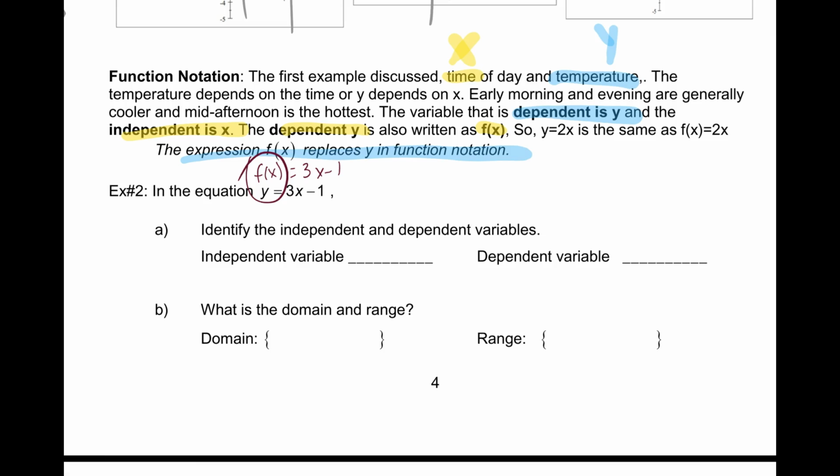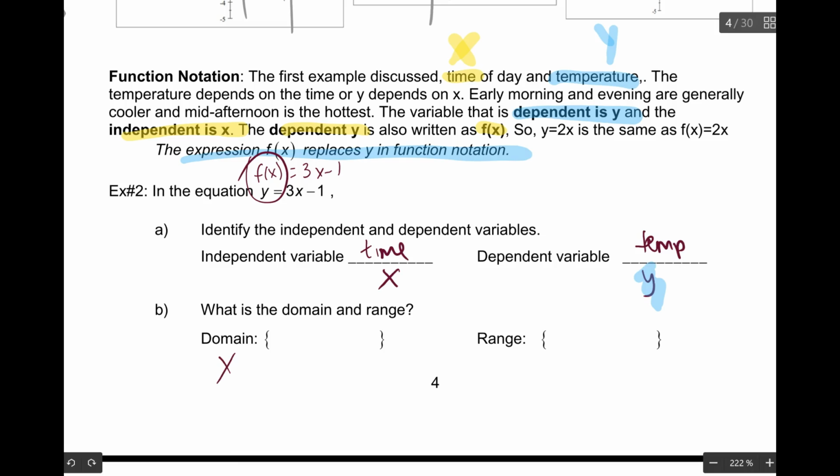Alright, so the independent variable is going to be time, that's x. The dependent variable will be temperature, and that's going to be my y value. So what's the domain and the range? Here in example 2, the dependent variable is y and the independent variable is x. So what's the domain and range of x? The domain is x.